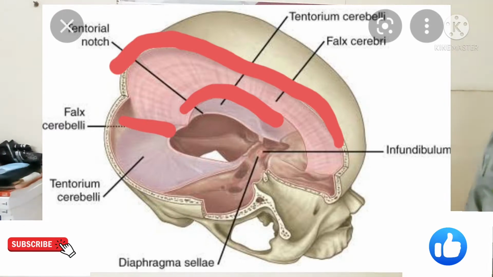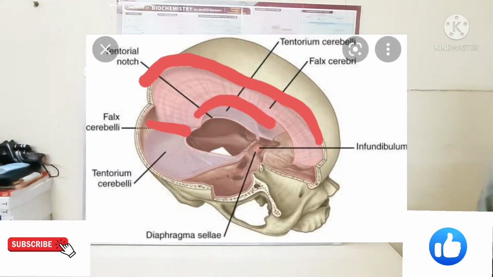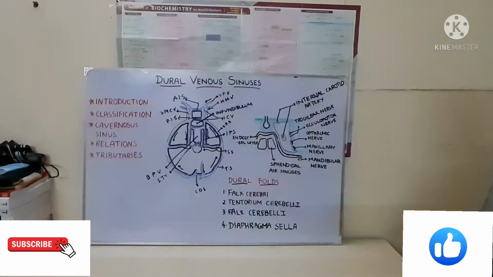The main thing about falx cerebri is that it is lined superiorly by the superior sagittal sinus, inferiorly by the inferior sagittal sinus, and at the point of attachment of the falx cerebri with the tentorium cerebelli, the straight sinus is present.